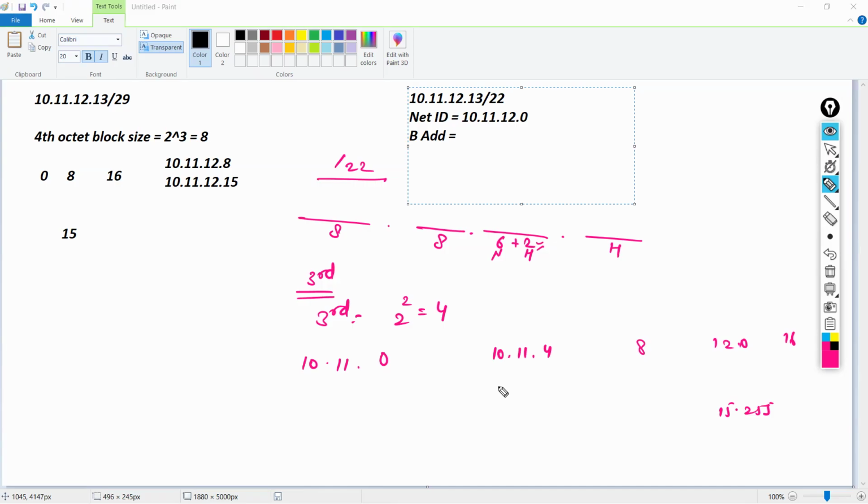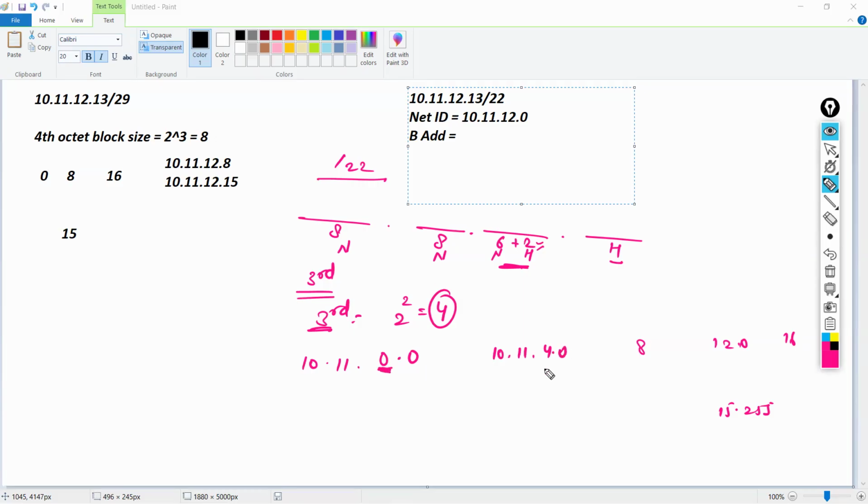Is there confusion? What is the confusion? See here. We always keep the network part constant. The host part, we start from 0, so it always comes from 0. And here we have all host bits, so this also we start from 0. Now, what is my block size of the third octet? 4. So in the third octet only I will keep changing the value. Other octets, I will not change.